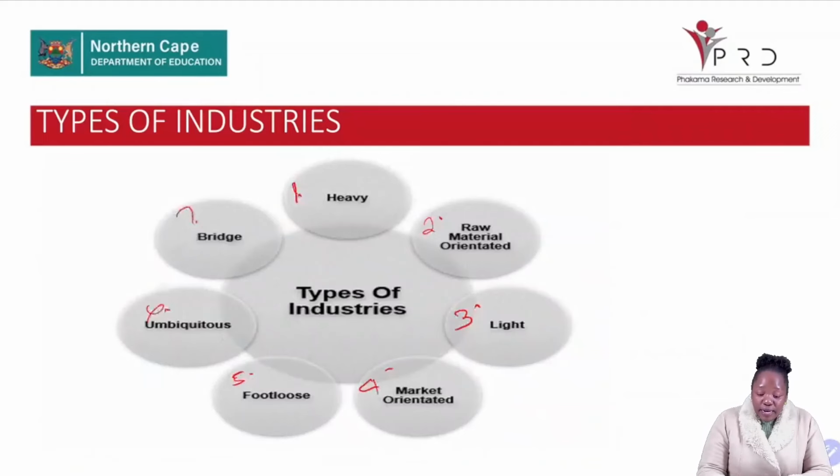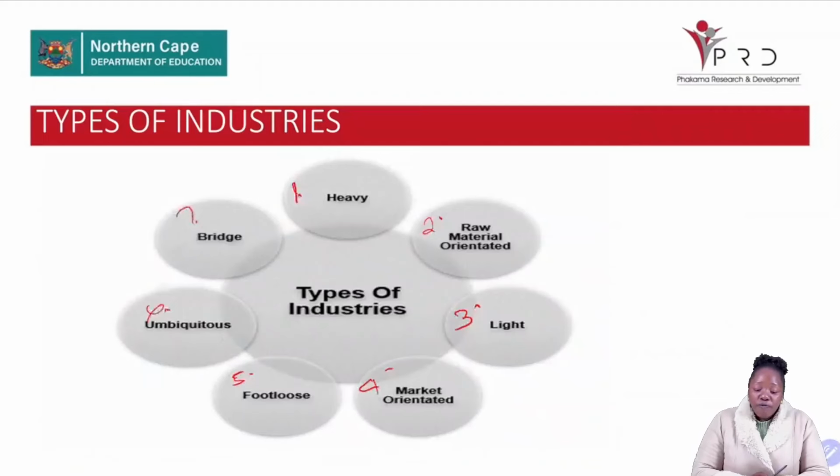Then we have number 3 as the light industry. So the light industries, these are the industries that use light machines, or small machines. And also, these industries can be located next to the CBD. Why? Because they are less polluting as compared to the heavy one, which is supposed to be located away from the CBD and away from the residential areas because they are high on pollution.